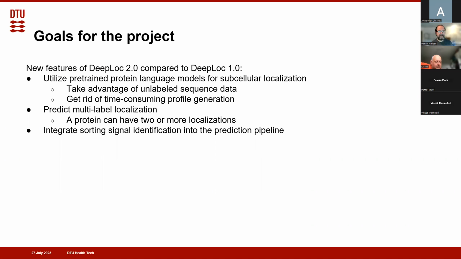Then the second new feature is that we want to predict multi-label localization. As you probably know, some proteins can have 2 or more localizations. This is particularly seen for cytoplasm and nucleus dual localization, where proteins can shuttle between the cytoplasm and the nucleus many times during their lifetime. And then we also wanted to integrate this sorting signal identification into the prediction model.